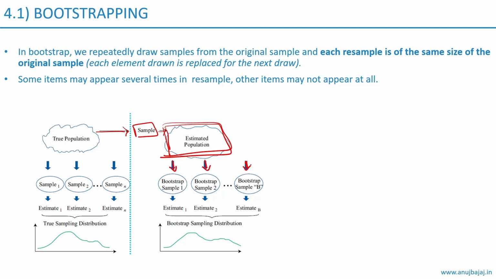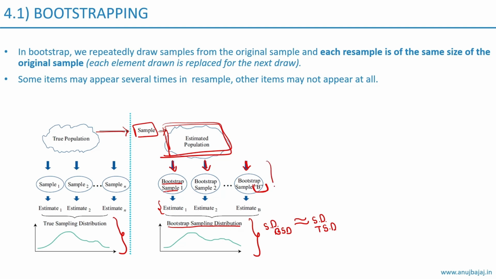These are either called resamples or bootstrap samples. So in total we have B bootstrap samples and we will have B sample means. If we put all these estimates on a graph, we will get a bootstrap sampling distribution. And this bootstrap sampling distribution exactly mirrors the true sampling distribution. That is, the standard deviation of the bootstrap sampling distribution will be almost equal to the standard deviation of the sampling distribution, the true sampling distribution.